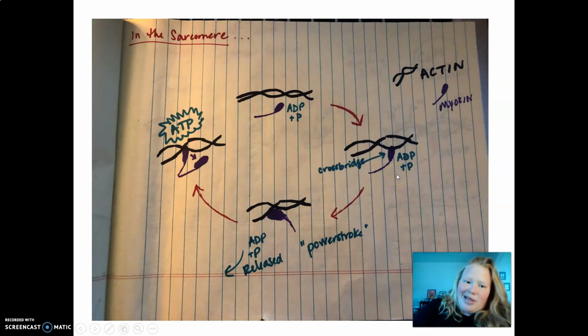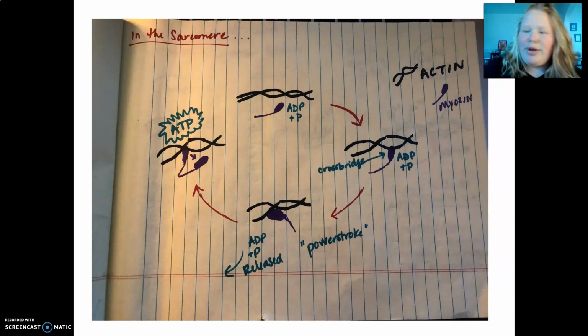Okay, so I drew some handy dandy pictures this morning. At the sarcomere level, remember up here I have actin as this black filament, and then myosin is this purplish filament, and that myosin has ADP, adenosine diphosphate, plus a phosphorus attached. So that ADP plus phosphorus give that myosin head just enough energy that it can reach out and grab onto actin, and that reaching out and grabbing on forms what's called a cross bridge.